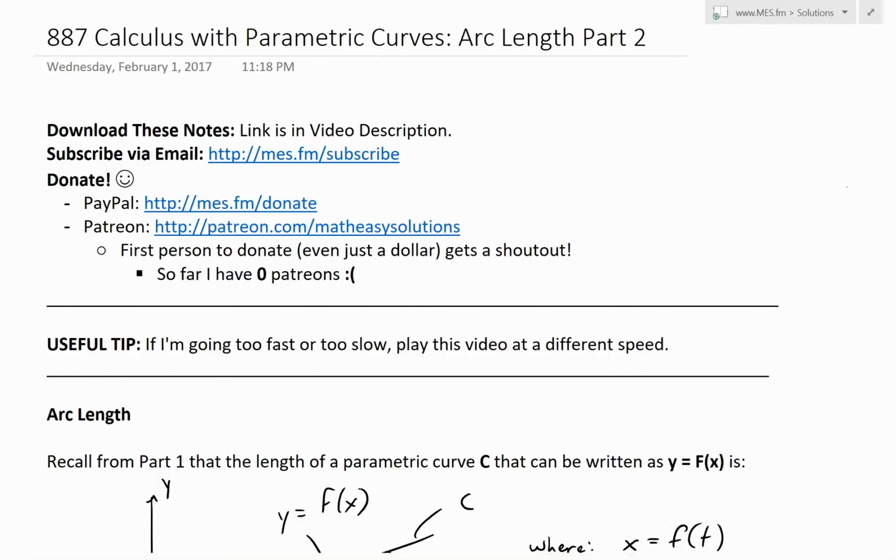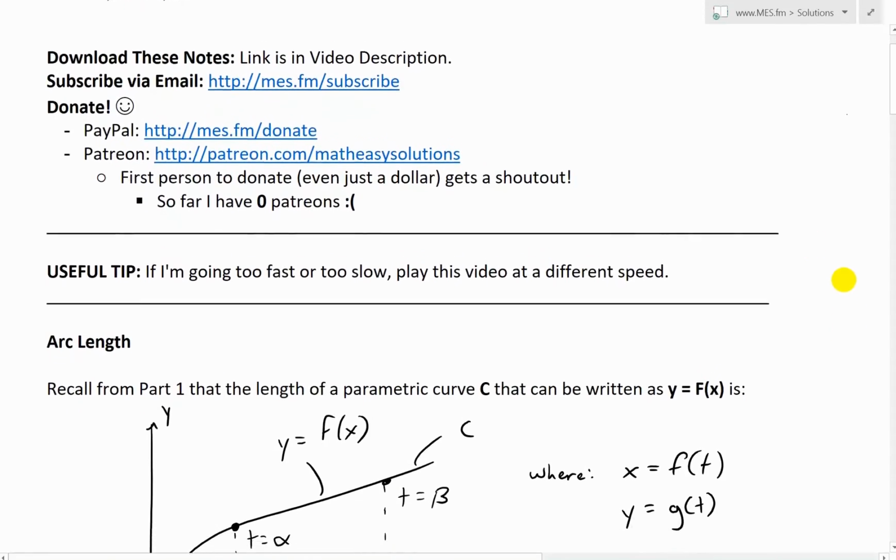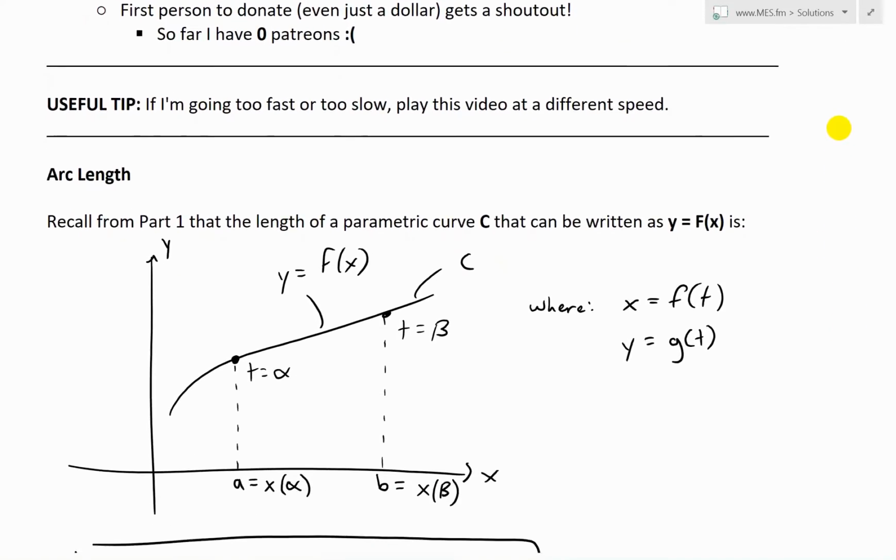To discuss further into calculus with parametric curves, we now look at part 2 of the arc length derivation video series I've been going over. In part 1, I went over the formula for arc length of just a simple parametric curve, and now we'll look at it for more general parametric curves.